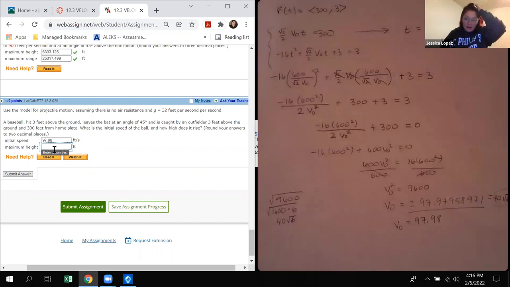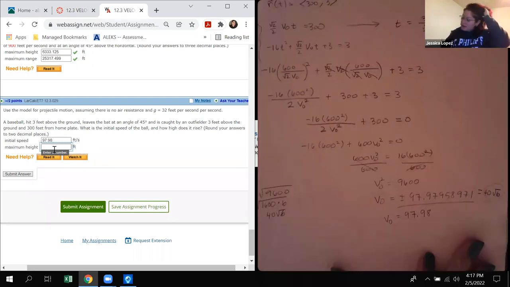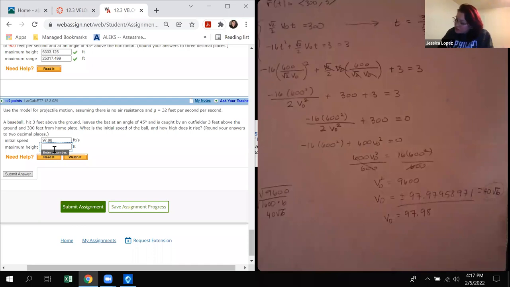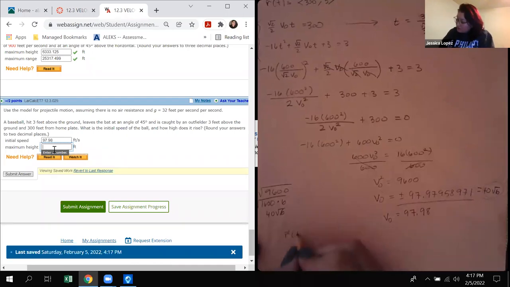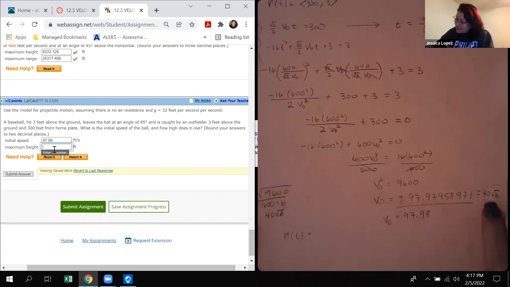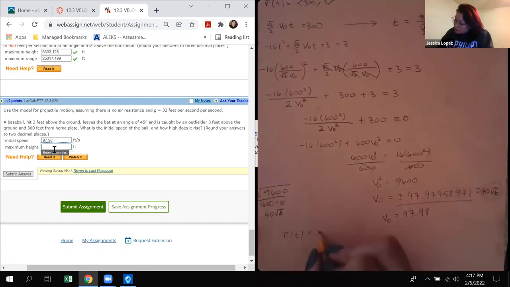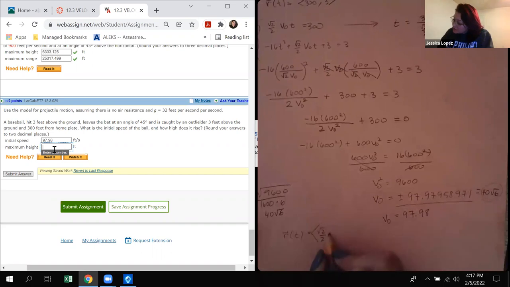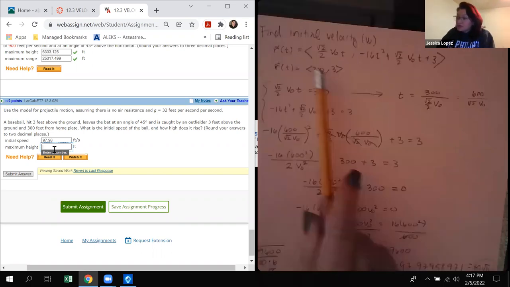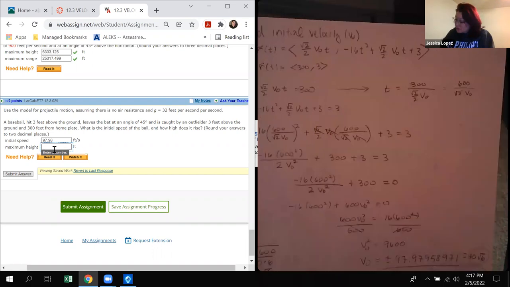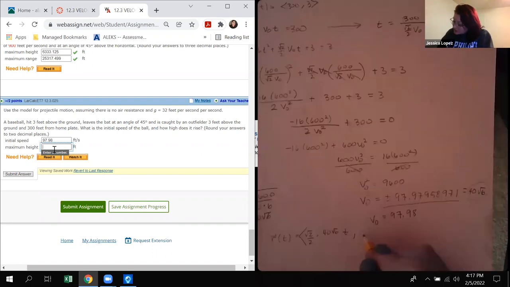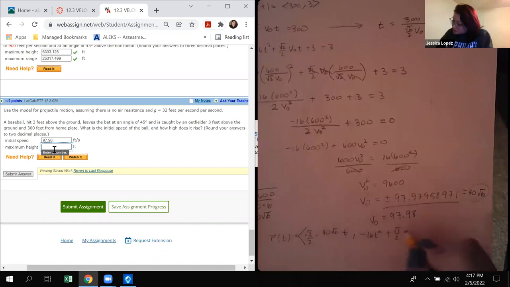Okay, now, let's see, we got to continue writing our position vector again. So now that I know what the velocity is, and I know it in its exact form, this is square root of 2 over 2 times 40 square root of 6 t, comma. Now I'm just going based off of what my position was, and I'm just plugging in this v naught, okay? And then the second component is negative 16 t squared plus square root of 2 over 2 times 40 square root of 6 t plus 3.